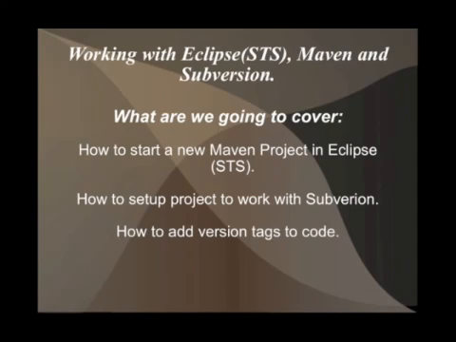So the first thing is working with Eclipse or STS with Maven and Subversion. What I am going to go over quickly in this video is how to start a project in Eclipse and STS, how to set up the project to work with Subversion, and how to add version tags inside your code, so your code will actually have all the Subversion information. If you make Javadocs from it, all your Subversion information will be inside of it, so you'll know it's the exact version of your code that's being used.